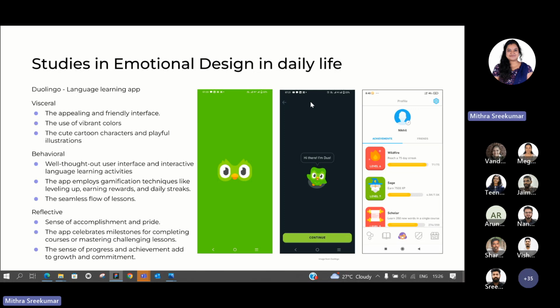And also the reflective sense is accomplished by giving certain badges and all, that we can actually go back and look at, and the person who uses the app has that sense of pride and confidence. From certain notifications, the milestone accomplishment and celebration kind of things are included in this app. So these are the techniques that they use to create that emotional attachment with the user.